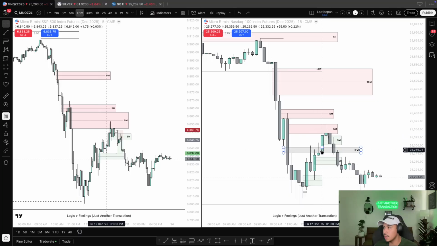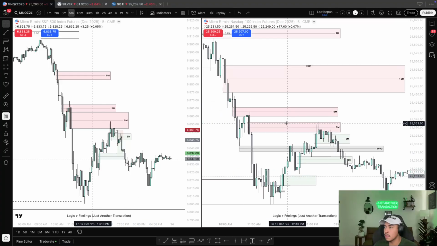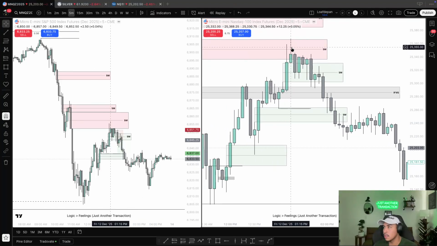We had made a 15, we had inverse to 15, and all we had was this last line of defense for the bears in the form of this 15-minute order block. So then we start displacing lower from there, but I do like the reaction here. I believe I enter here on this candle.